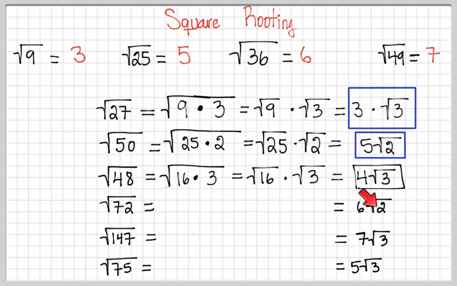Another way to say this would be 6 radical 2, 7 radical 3, 5 radical 3. And if you really want to be a cool algebra person, then this would be 6 rad 2, 7 rad 3, 5 rad 3.